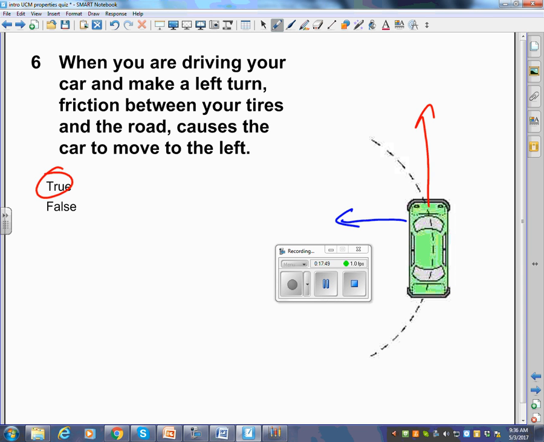And if there's not enough friction, if your tires are bad or it's icy, what happens? You don't make the turn. It's because there's a lack of friction, a lack of force.